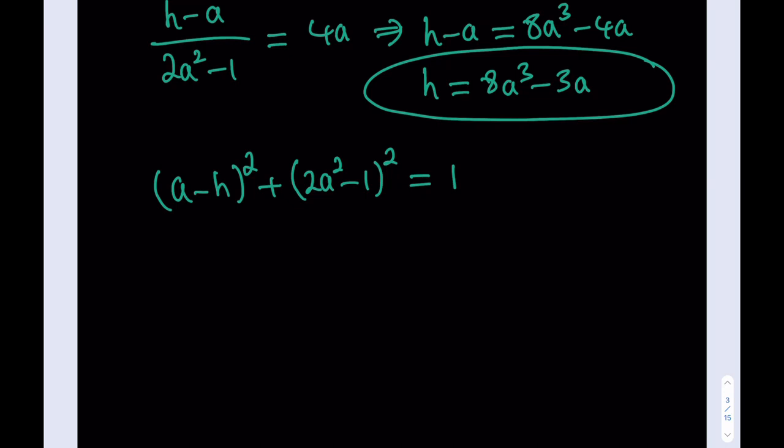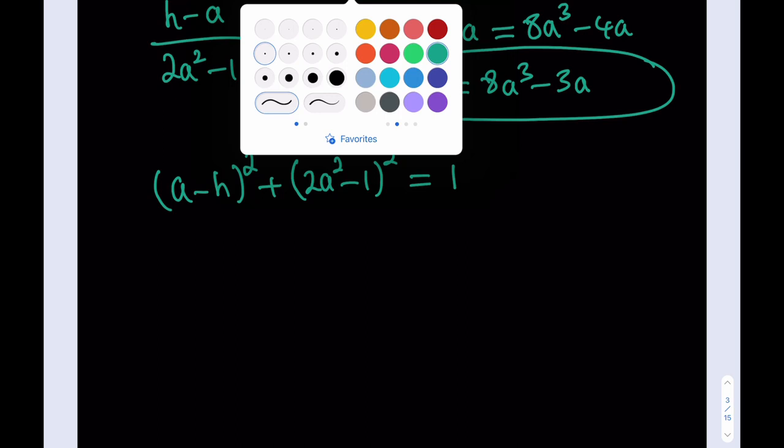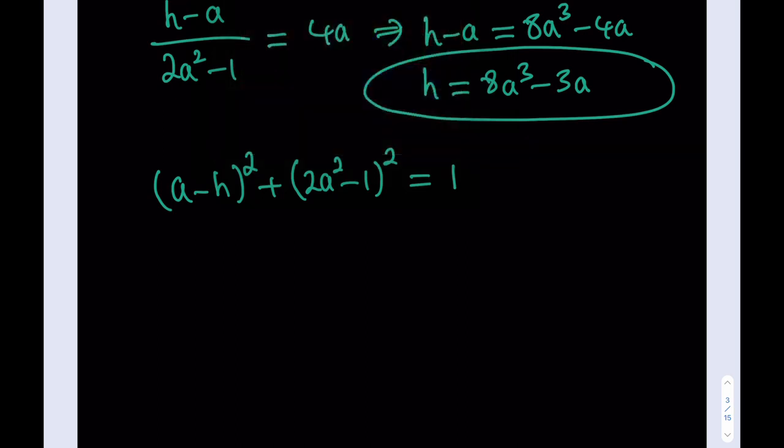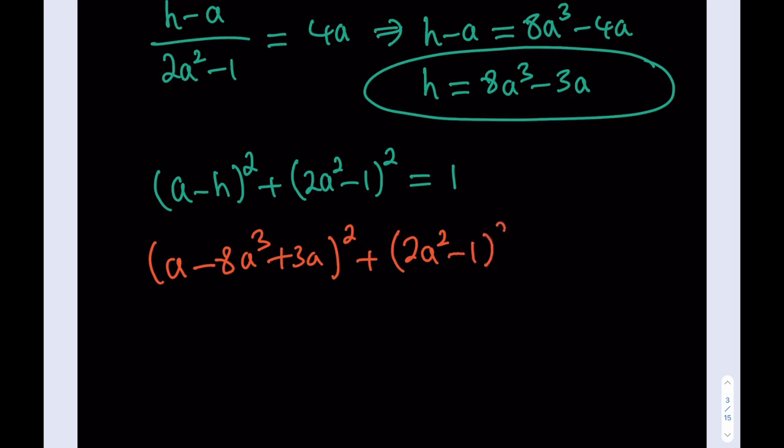Okay, cool. Now I'm going to replace h with that. Let's go ahead and do it. And maybe we can change colors here. Replace h with that. So it's going to look like a minus 8a cubed plus 3a, that's going to be squared, plus 2a squared minus 1 squared equals 1. Okay, and then I should be getting 4a minus 8a cubed squared plus 2a squared minus 1 squared equals 1.